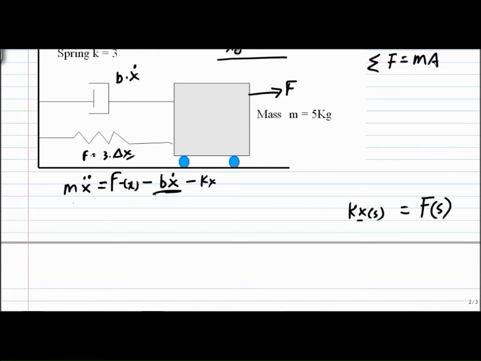So my B x dot is B times s times x of s. And multiplying by s is the same as the derivative. And I also have an initial condition that I need to account for, and that's just x at time equals 0. That's the time-based value of x at time equals 0, our initial condition.